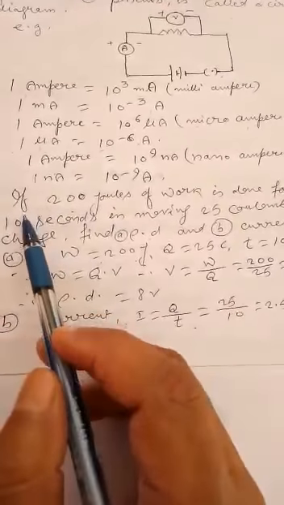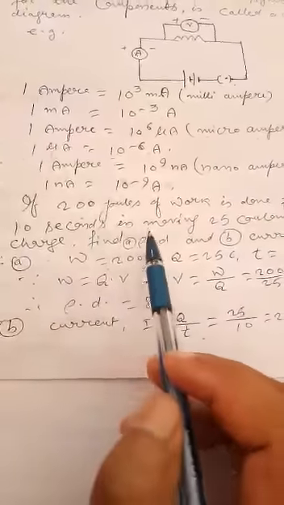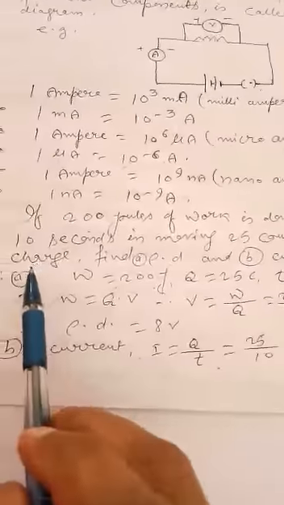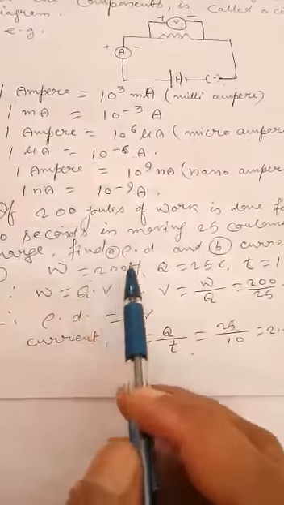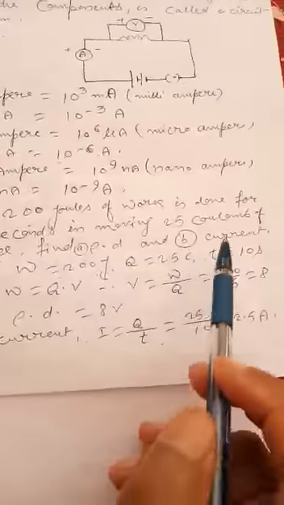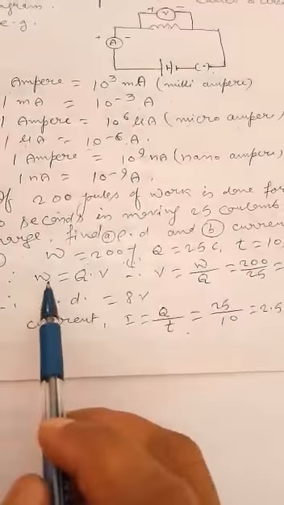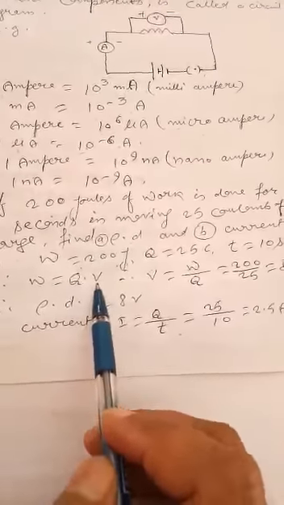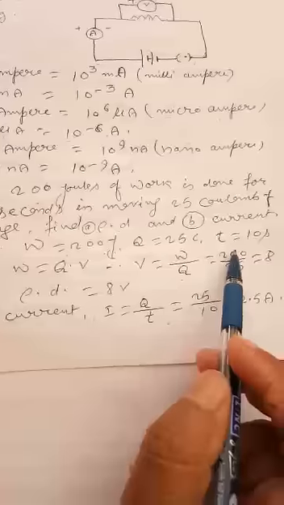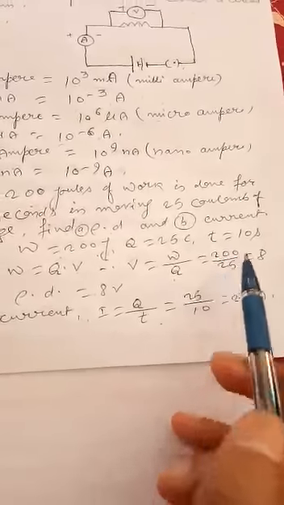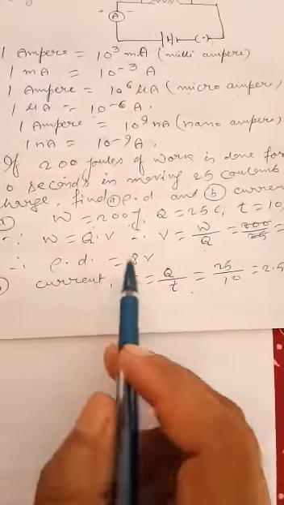Now I have taken one question for the numericals. If 200 joules of work is done in 10 seconds in moving 25 coulombs of charge, find the potential difference and current. Dear students, here work done is given as 200 joule, charge moved is 25 coulomb and time is 10 seconds. Since W, that is work done, is equal to charge moved into potential difference, potential difference is equal to work done by charge moved, that is 200 joule by 25 coulomb. If you divide it, you will get 8. So potential difference is equal to 8 volt.